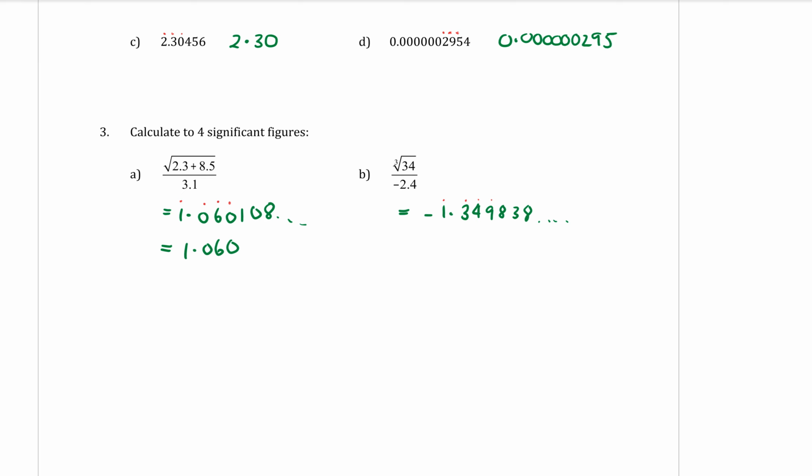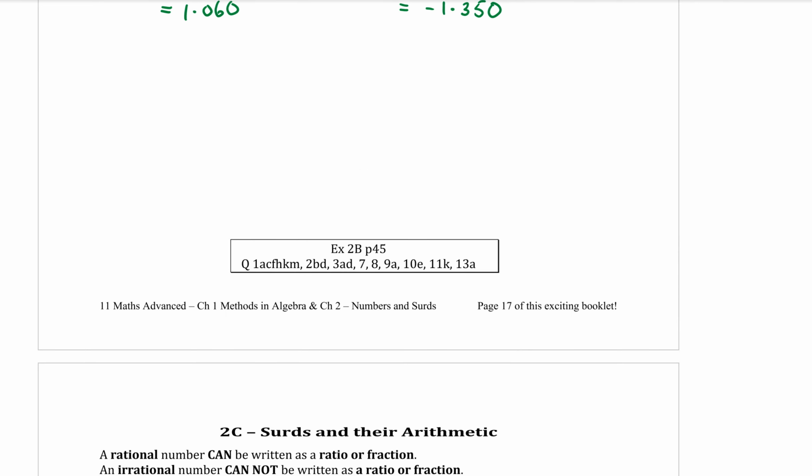The number after that 9 is an 8, which means I need to round up the 9. So I round the 9 up, which is going to round the 4 up to become a 5. It bumps it up the line. Minus 1.3, the 4 has been bumped up to a 5, and I need that 0 on the end to have 4 significant figures. All right, hopefully that one's pretty straightforward.